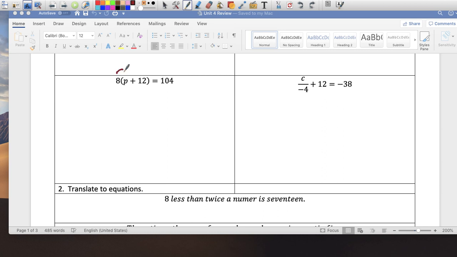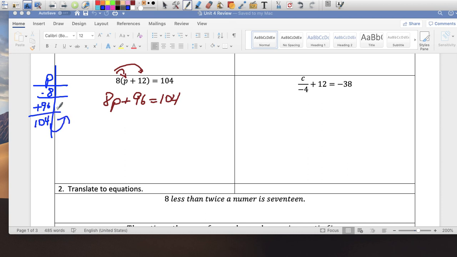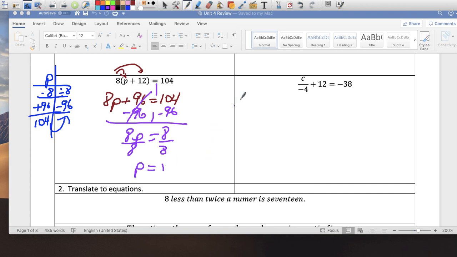So distributive property has to be done first. 8 times p plus 12, and that equals 104. The rest, again, is very easy. So the story says I have a variable p multiplied by 8 plus 96 is 104. I'm going to do minus 96, and I'm going to do divide by 8. So those are the two inverse operations. So minus 96, minus 96. These two go away. 8p comes down, and that equals 8. Divide both sides by 8. This is nice and easy. P equals 1.